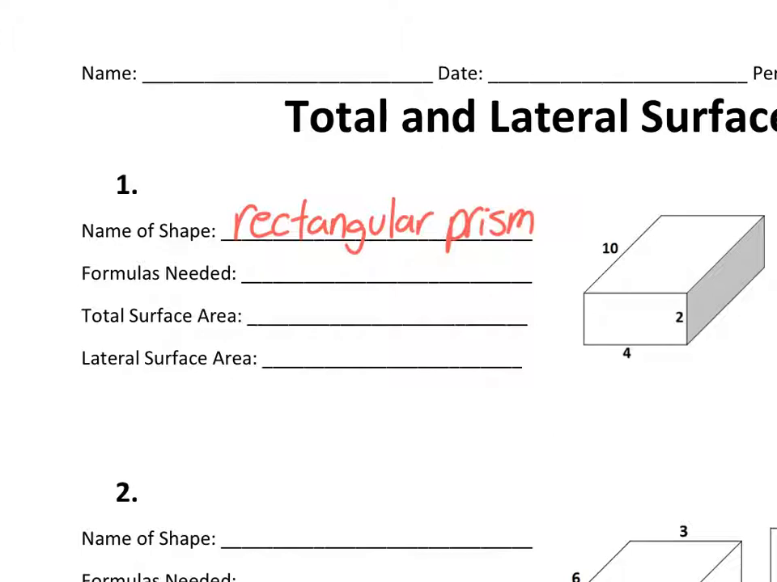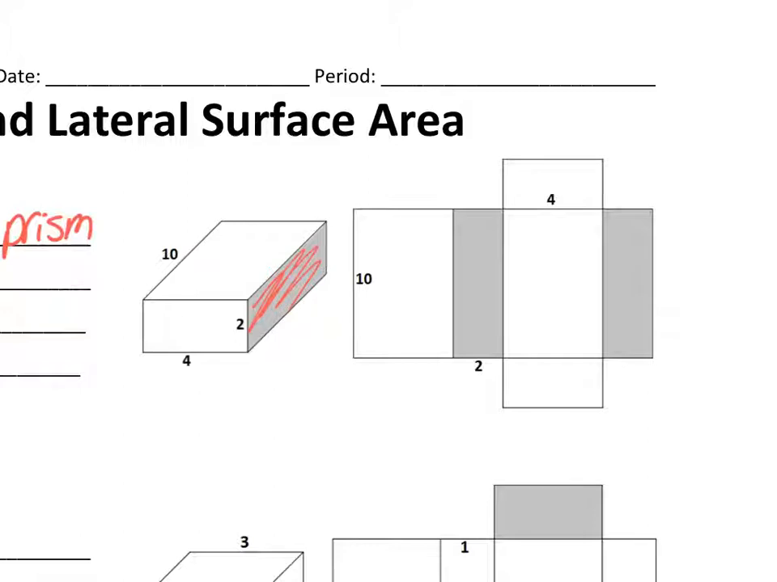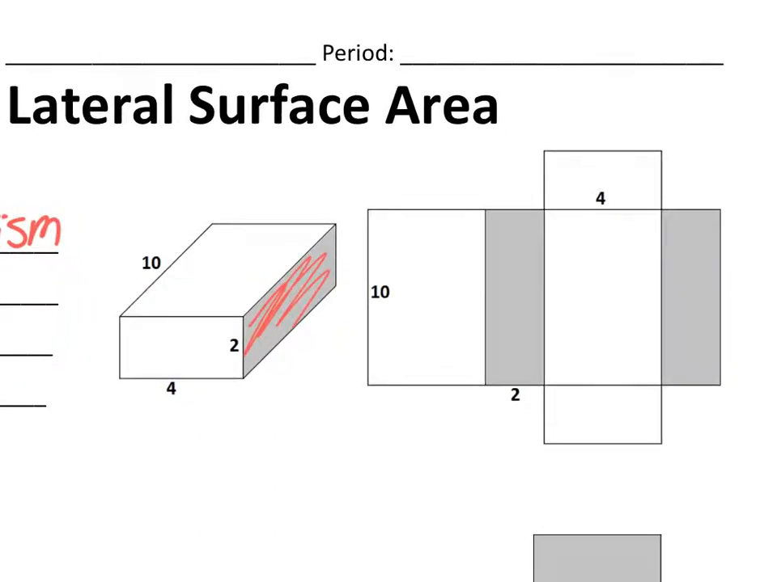And just in case you're not sure about that, you can always look at the base. The base is already shaded here for us. And because it's a rectangle and because it has two bases, the other one you can't see on the opposite side, we know that it's going to be a rectangular prism because there are two bases. This over here is just the net of it. You can see the two shaded bases on it. This would fold up together to create the 3D image that we have.